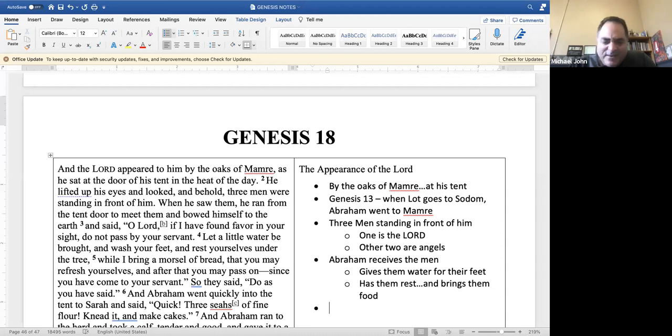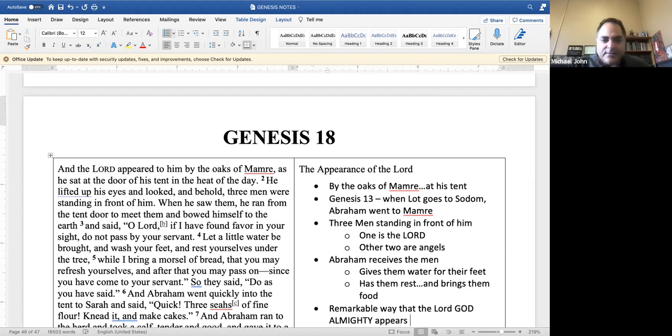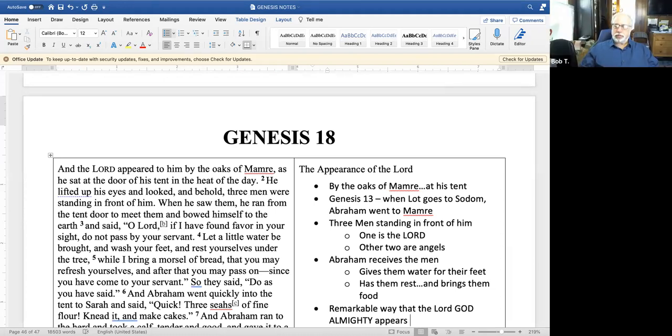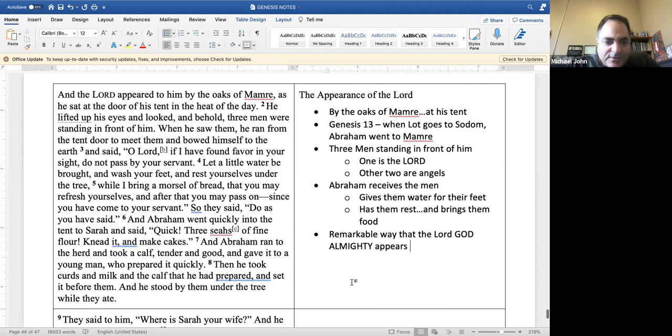So there is this remarkable way that the Lord God Almighty appears. And it's not like just a short rest. He's got to be there at least for a couple hours. Because, you know, it's bake the bread, and slaughter and then prepare the meat. And he has Sarah prepare the cakes and brings them over there. The curds and milk and the calf that he prepared, set them before them. And he stood by them under the tree while they ate.